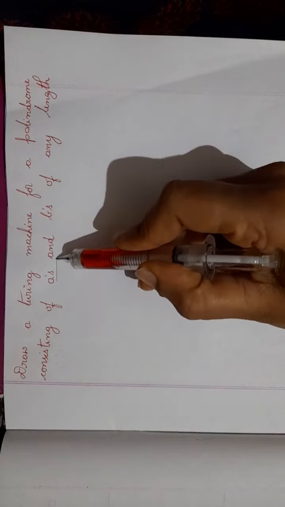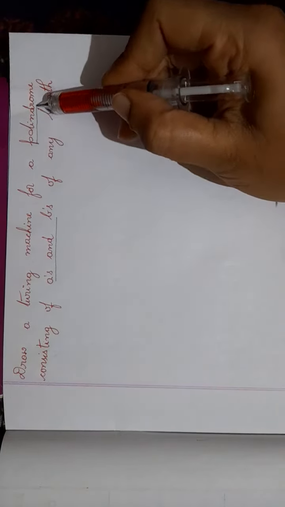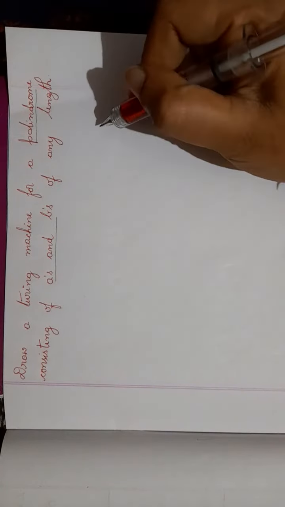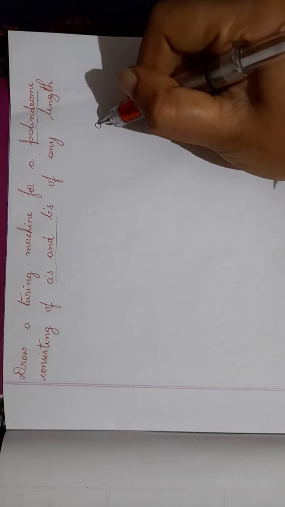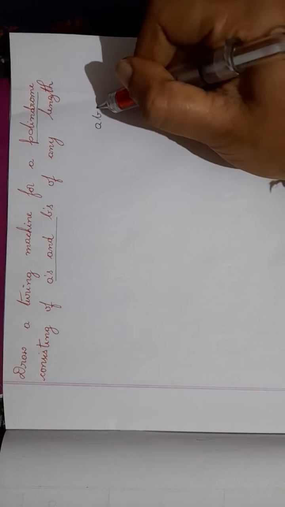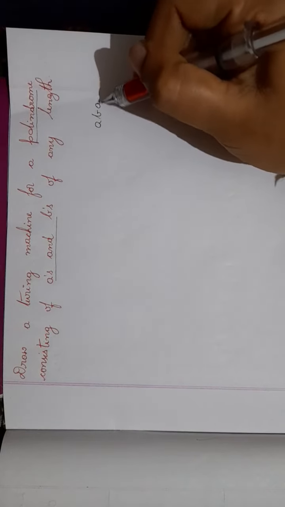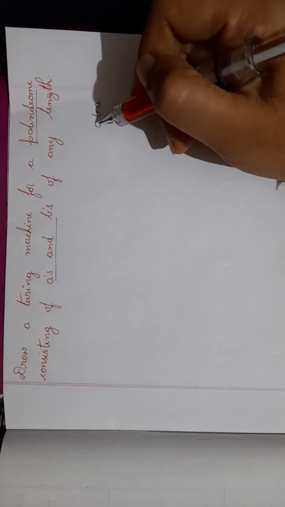The next problem: draw a Turing machine for a palindrome consisting of A's and B's of any length. So my alphabet here consists of A and B, and the string that I have considered should be a palindrome. For example, if I consider A, B, A. Okay, so A, B, A. It is a palindrome. So what is a palindrome?